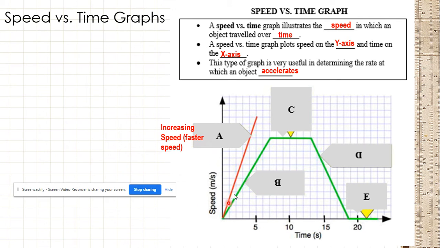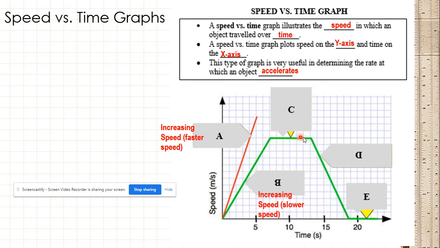So I know this is not only increasing speed, but it's also moving at a faster speed. If I look at B, I know B is increasing speed, but if I compare it to A, I know it's moving at a slower speed. But the speed is increasing because the line is straight up.